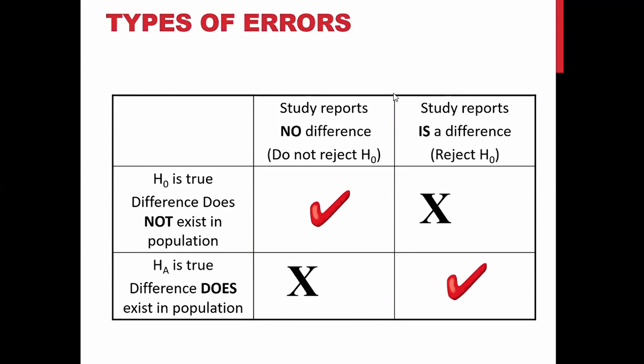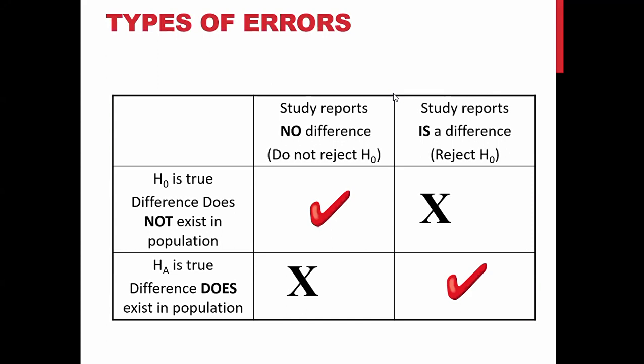Next slide, please. On the other hand, if the alternative hypothesis is true, which means there's a difference that exists in the population, however, your study reports that there's no difference, then it's another type of error.